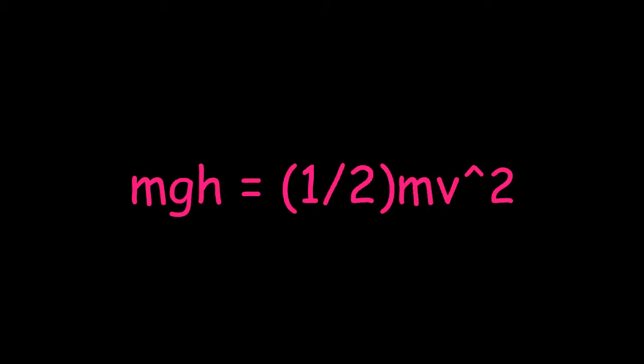To find the velocity of the car, we set the potential energy of the car, which is mass times height times gravity, equal to the kinetic energy, which is 1/2 mass times velocity squared. Then all we have to do is solve the equation for velocity.